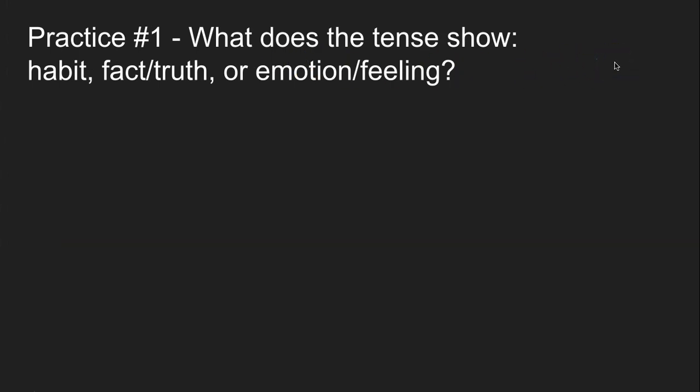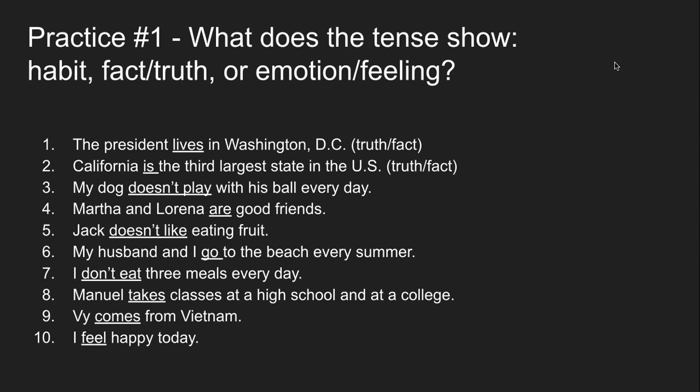Okay, so now we learned that this verb tense shows three things. So now I want you to read the sentences and tell me if they show a habit, fact, or emotion. You have 10 sentences here. I have given you answers for the first two. The president lives in Washington, D.C. Lives. This is showing us a truth, a fact. I cannot change this. California is the third largest state in the United States. Again, here, this is the truth. Pause the video here to finish the rest of the sentences.